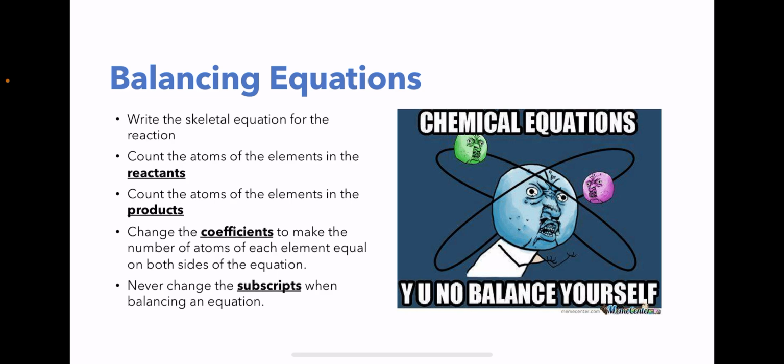So how we do this is we write a skeletal equation, then we count the atoms on the reactant side, count the atoms on the product side, and change the coefficients to make sure that the number of atoms equal on both sides. You can only change coefficients.